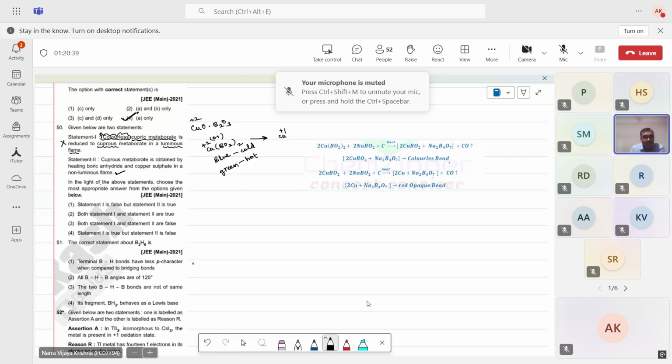Now come to statement 2. Cuprous metaborate is obtained by heating boric anhydride, meaning B2O3, in copper and copper sulfate in a non-luminous flame. Non-luminous flame means reducing flame. Correct or not? Sorry, non-luminous means oxidizing flame. Then oxidizing flame means what will I get? I will get CuBO2 twice. Right. So this is also wrong. So the answer must be option 3.